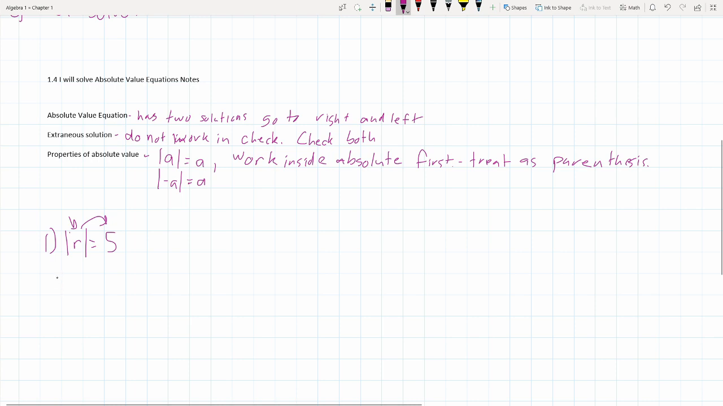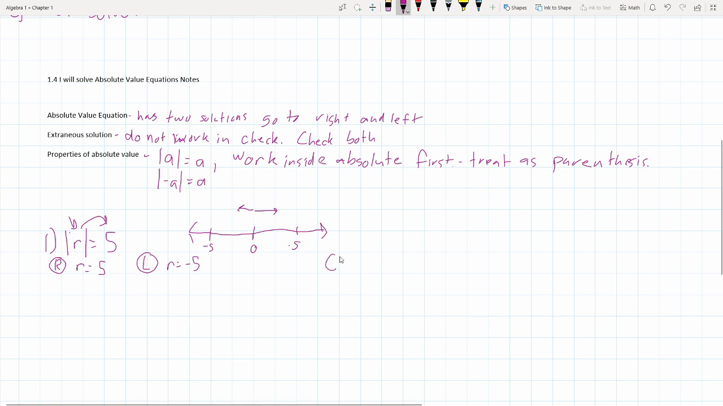A lot of times people like to identify this if they're thinking on a number line. If you're starting at 0 and going to the left, you're going to negative 5, and to the right, you're going to positive 5. So if I'm going to the right, R needs to equal 5, and if I'm going to the left, R equals negative 5.